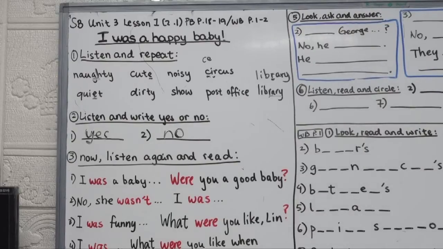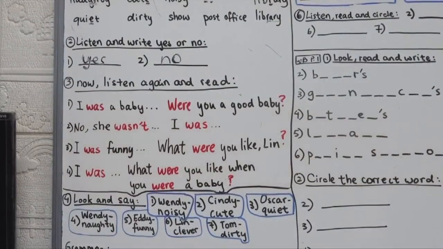Exercise 3, page 18. Now, listen again and read. Ha, look at me. I was a baby in this photo. You were funny. Were you a good baby? No, she wasn't. She was naughty. Look at this photo. Wendy was very noisy. I was a good baby. I was quiet and cute. I was funny, cute, and clever. What were you like, Lynn? Well, I was a happy baby. I was a fat baby too. I was a beautiful baby. What were you like when you were a baby, Miss Sid? Oh, well, let me show you some old films. Oh, good.